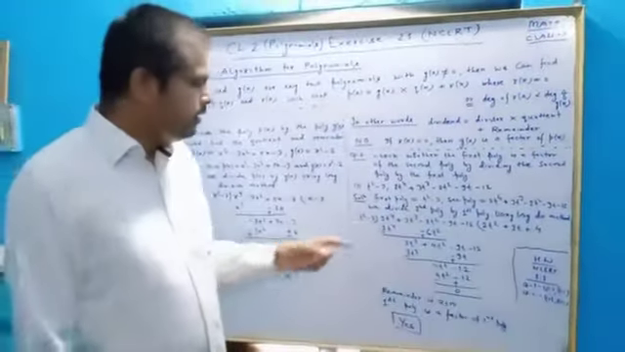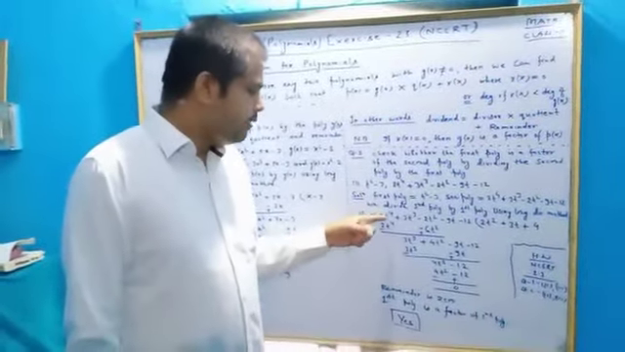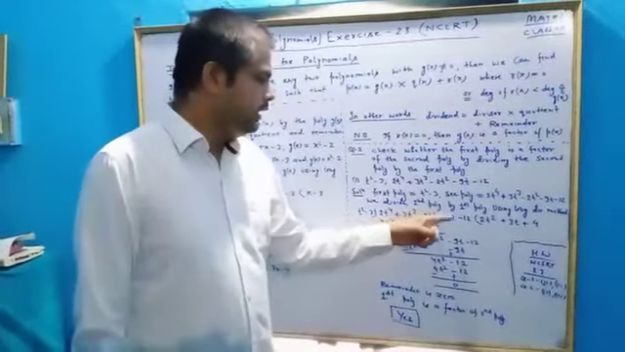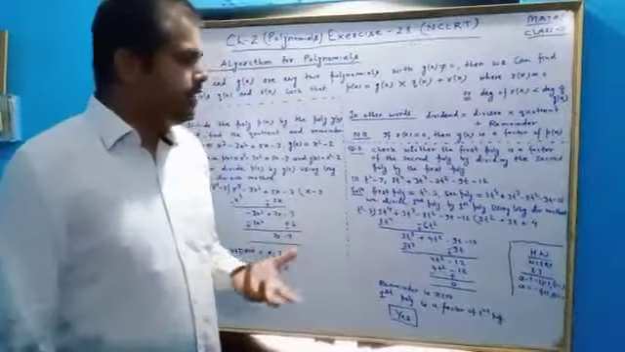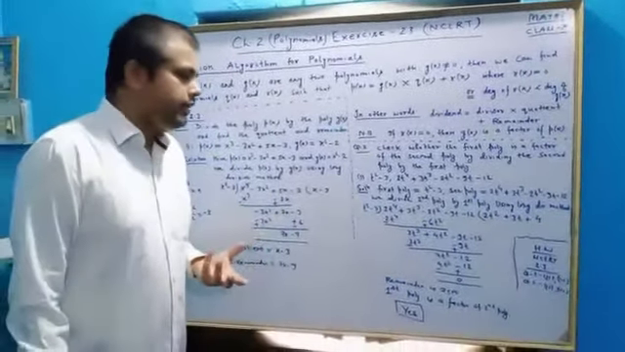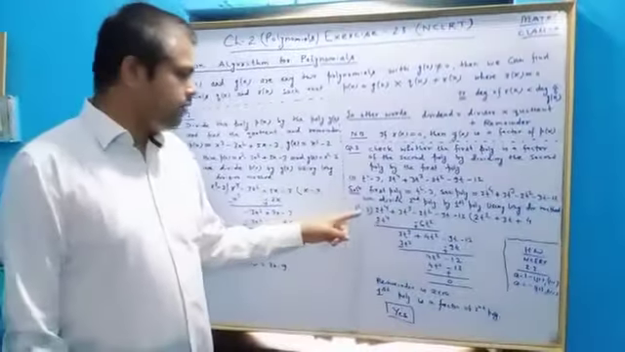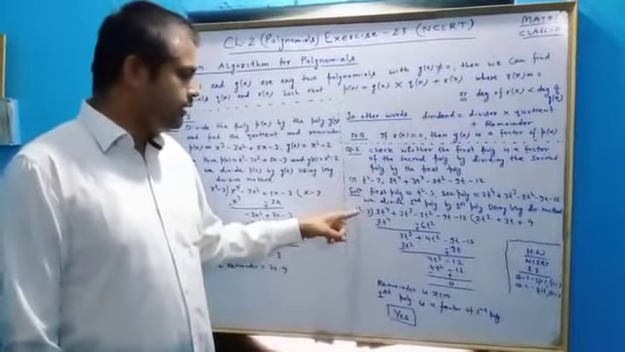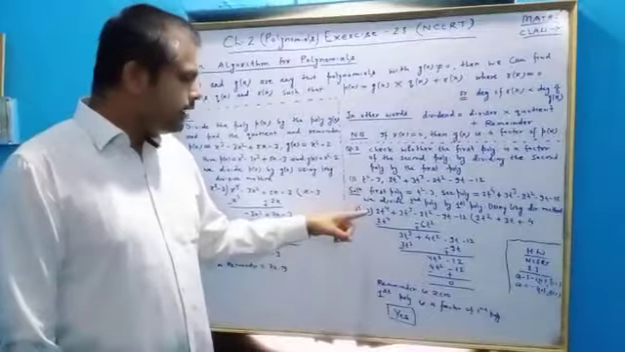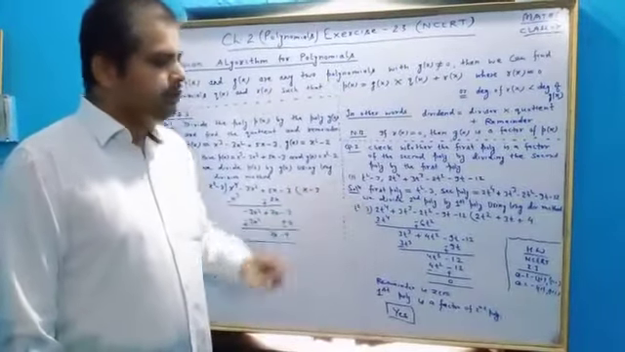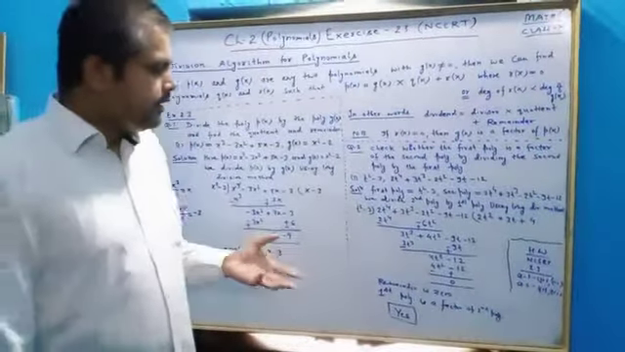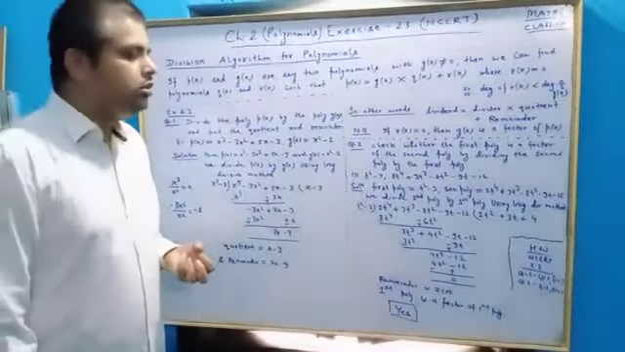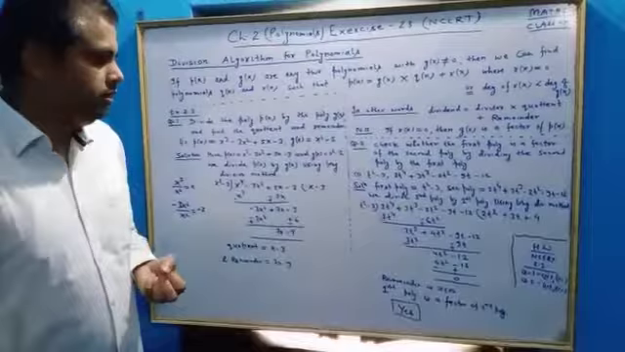We see that here the power of t is at first 4, then 3, then 2, then 1, then 0. They are in the decreasing order of degree. And also in t square minus 3, at first the power of t is 2, and then it is 0. So they are in the decreasing order of degree. So we start the long division process.